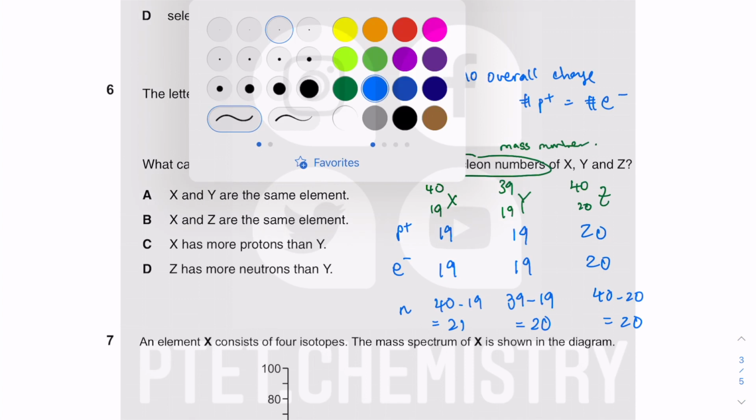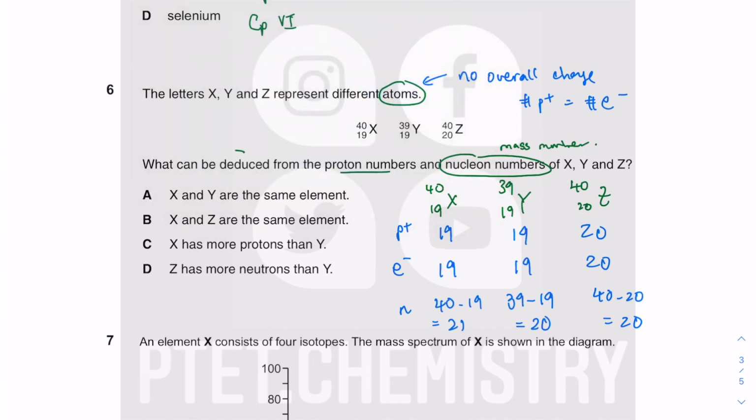So what can we say? What can be deduced? What can be concluded is the same thing. X and Y are the same element. Same number of protons, right? Same number of protons.